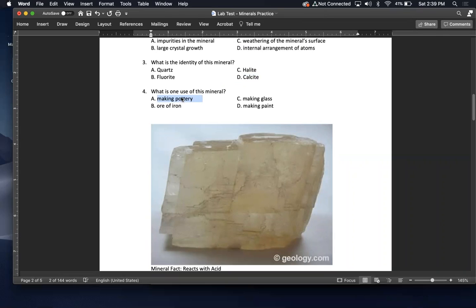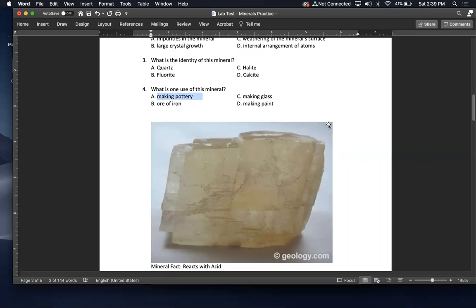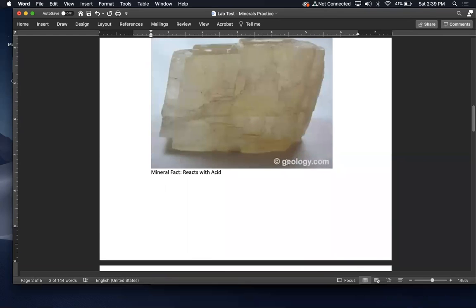So that's the best answer out of this group of answers. The other big one is it's used in concrete in making cement.